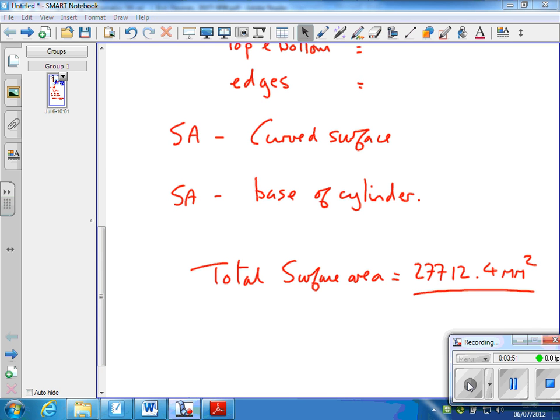So I make the total surface area out of all those components to be 27,712.4 square millimeters to 6 significant figures.